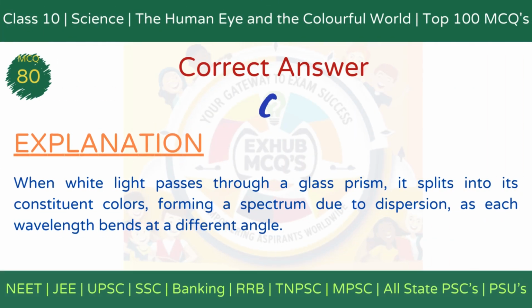The correct answer is option C, splits into a spectrum. Explanation: When white light passes through a glass prism, it undergoes dispersion. This separates the light into its constituent colors, forming a spectrum.